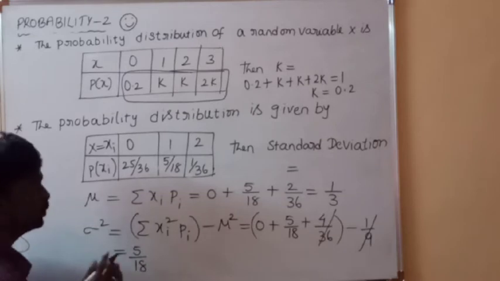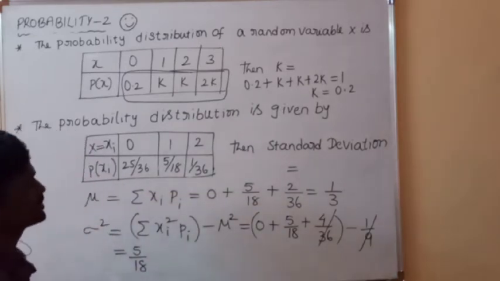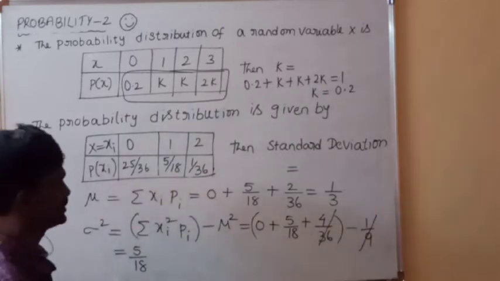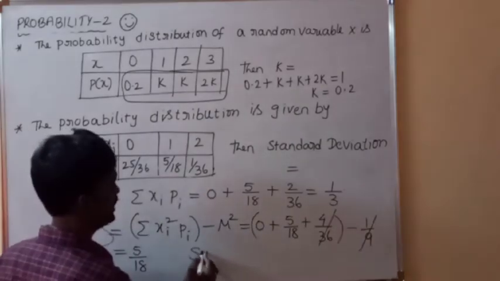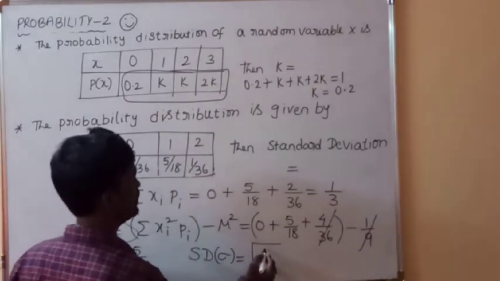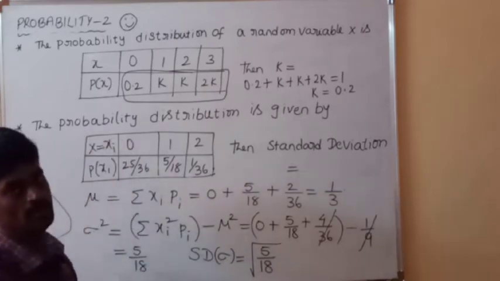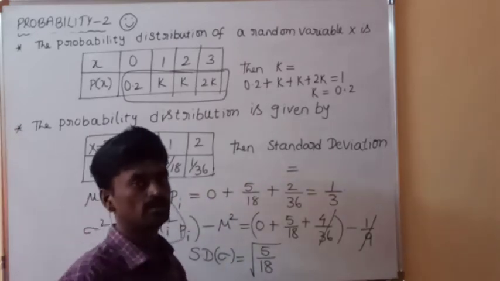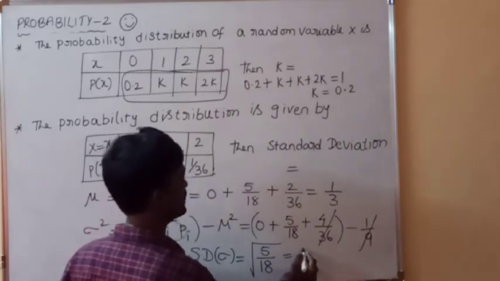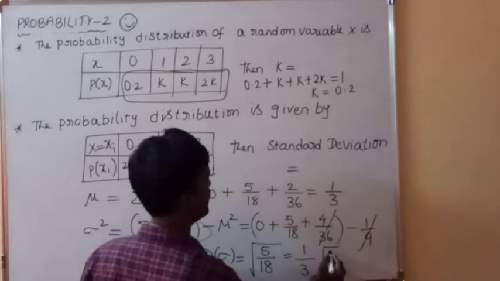It is the variance. But we have to find the standard deviation. So standard deviation is nothing but the positive square root of variance. Standard deviation SD, or sigma, is equal to the square root of variance. Square root of variance is the square root of 5 by 18. But the square root of 18 can also be written as 3 root 2, correct? So thus this can be written as 1 upon 3 into root of 5 by 2.